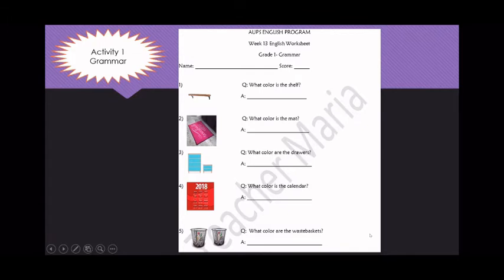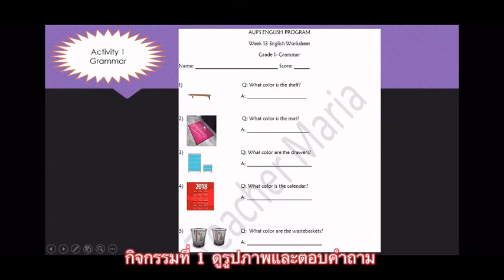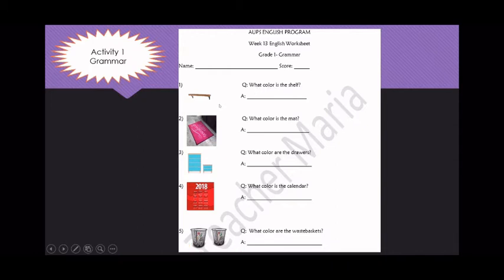Now today, your activity number 1, you are going to answer the question. So look at the picture, read the question, and write the complete answer. So what color is the shelf? You have to say the shelf is what? You have to write it. Alright?